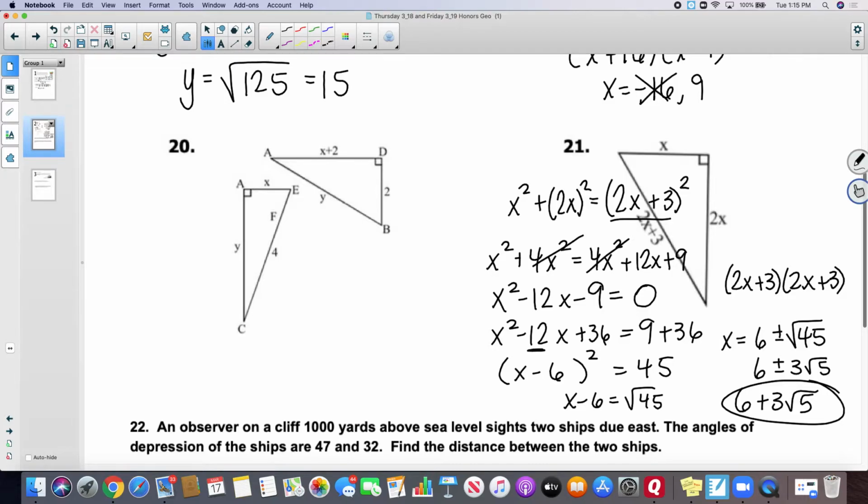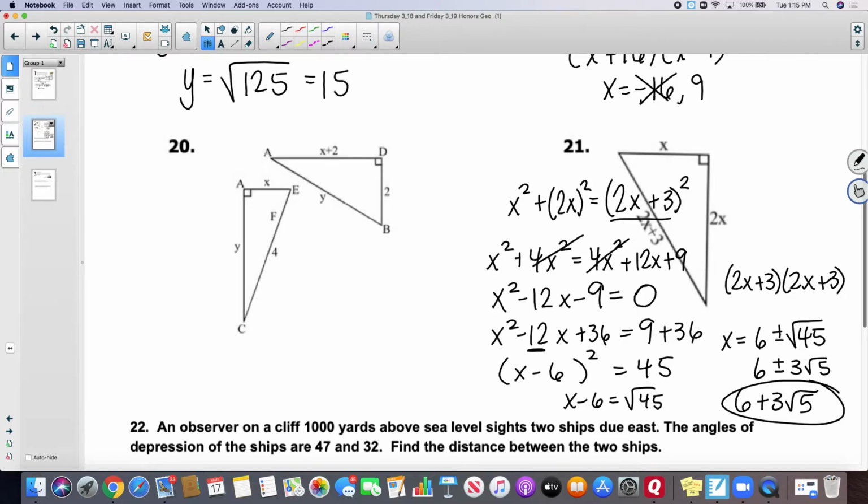Okay, for 20, we're going to have to use a system. And again, this one is a little bit difficult, so you may have to rewind this or pause it and kind of wrap your mind around some things that are happening with this. So in this problem, your y value is the same thing. We don't know what y is, but we know it's the same in both triangles. And our x value is also the same.